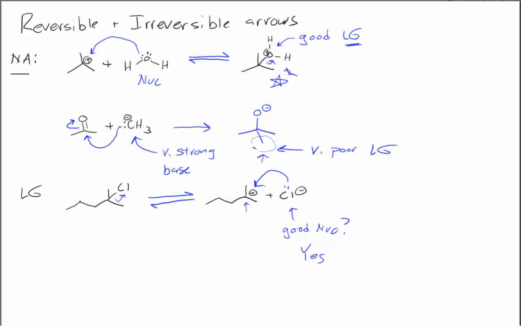So I'm going to erase that arrow. We don't normally include that, but you could see here that the chlorine could potentially act as a nucleophile. So often, most of the time with loss of leaving group, we use reversible arrows.